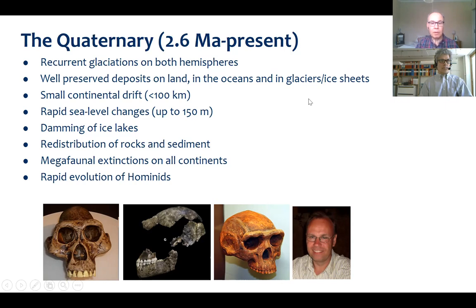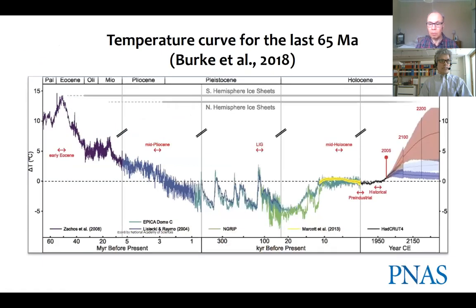There has also been rapid evolution of the hominids during the Quaternary time period, starting already before the Quaternary with the species called Australopithecus afarensis in Africa. Another one called Homo naledi, also in Africa. I think this one is Homo erectus. And the last one is probably Homo sapiens. I think you are familiar with that one. So very rapid evolution of the hominids during the Quaternary time.